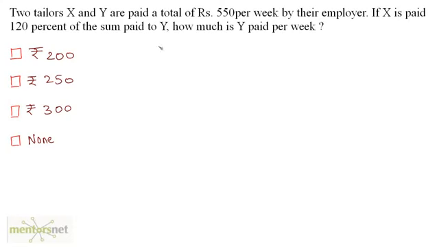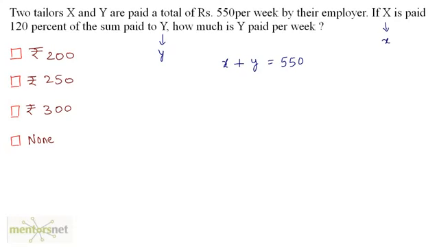Well, let us assume that the sum paid to X be small x and the sum paid to Y be small y. Now we have been given that the two tailors X and Y are paid a total of 550 rupees per week. So we have x plus y is equal to 550. The sum paid to X plus the sum paid to Y is equal to 550.